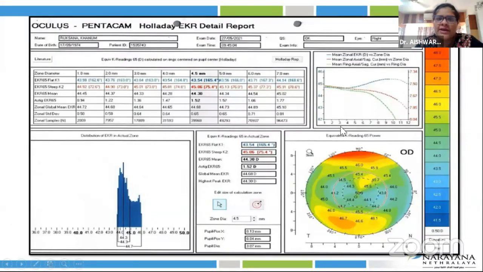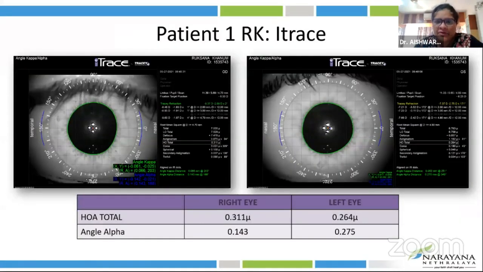And coming to the EKR report, the EKR reports also show a very good reason for you to probably go ahead with a multifocal or trifocal. Talking about the Eye Trace, as I talked about the higher order aberrations over here, it is again falling into the category of 0.311 microns and 0.264 in the left eye, and angle alpha was again within the normal limits of 0.14 and 0.275. So practically till now, you would not say no to the patient when it comes to a trifocal lens or a multifocal lens.